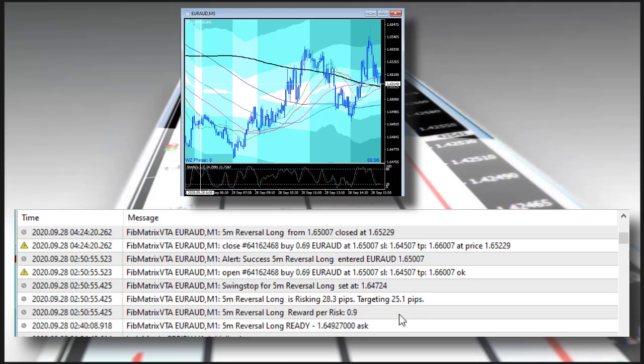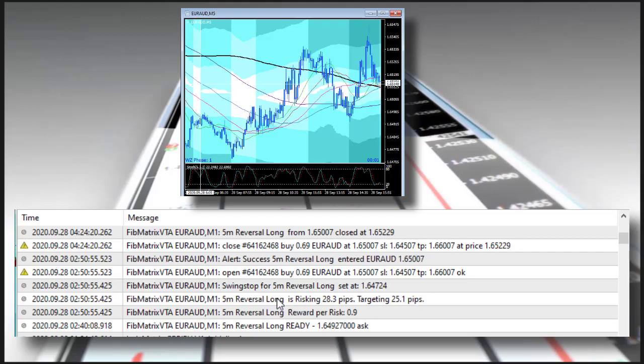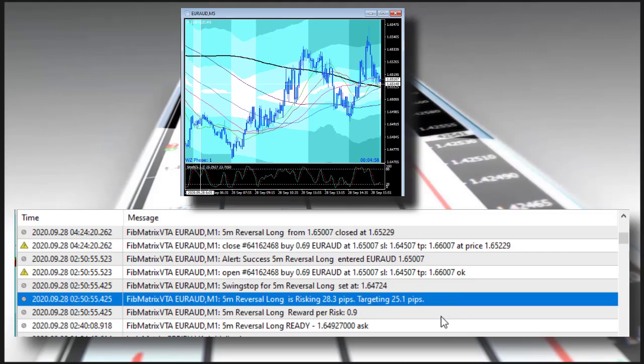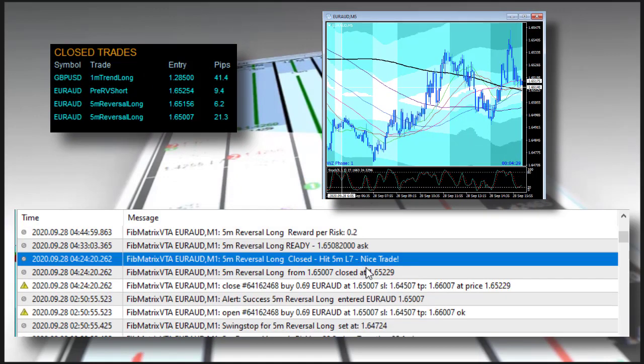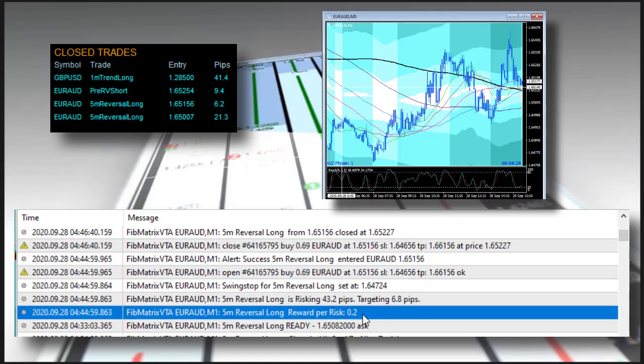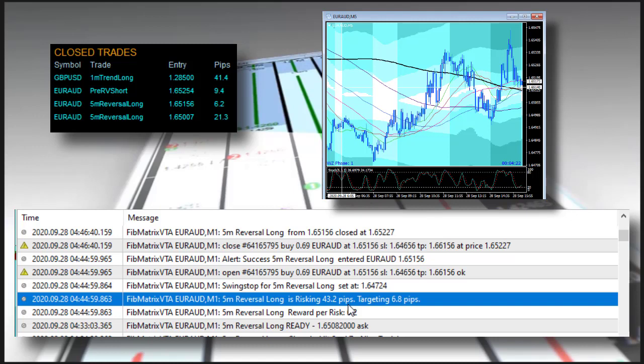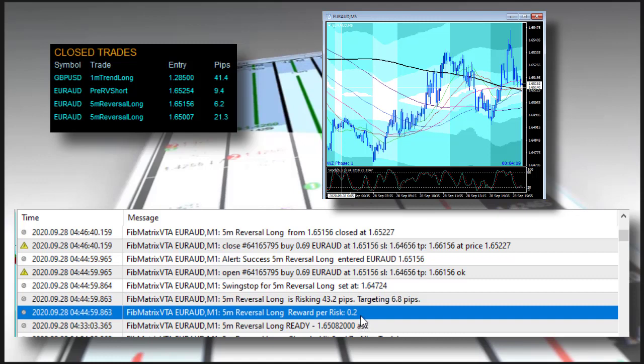I have it set so it will accept anything right now. I have those values set to 0. They're disabled, so it just took the trade anyway, but it'll still give you the information. So it took a trade that had a 0.9 risk, and it paid off. That was the first one, and it hit the 5-minute L7. Nice trade. Then here comes the next one, and it risked 43 pips to target 6.8. It got 6.2 of them, but it only had a 0.2 reward per risk.